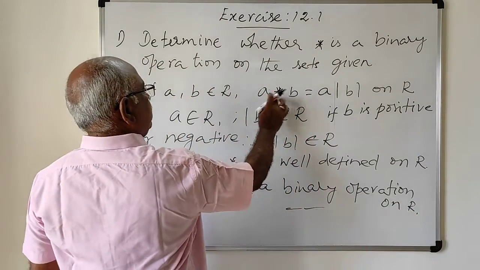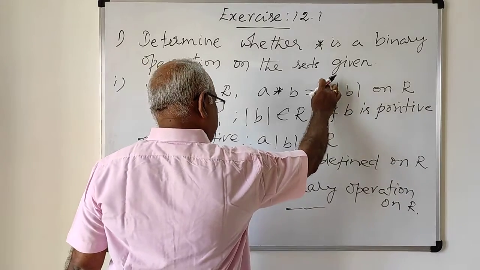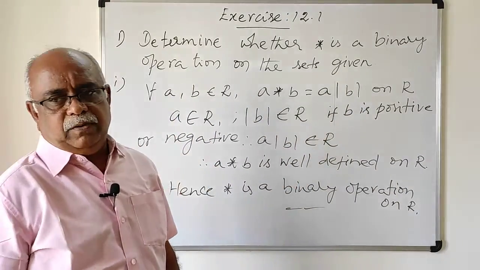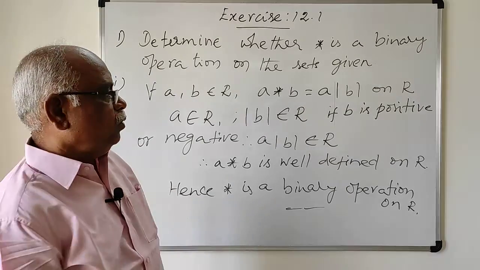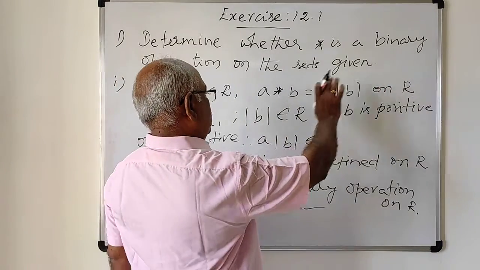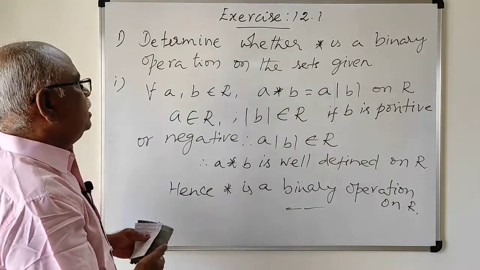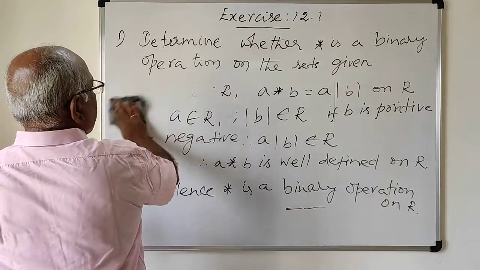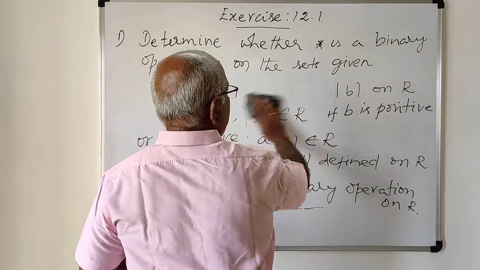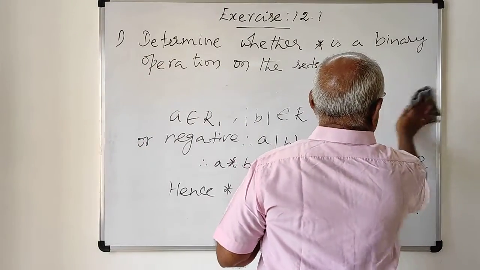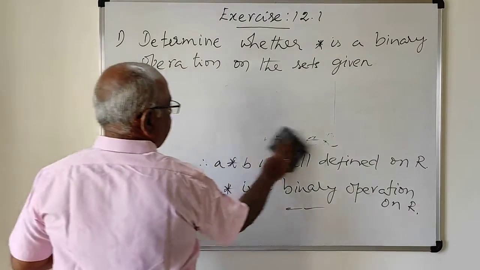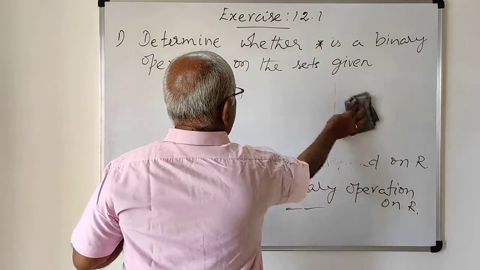If the star is defined by A star B equal to A into mod B, A is in the real number set. Modulus of B is also in the real number set if B is positive or negative. Therefore, A into mod B also belongs to R. Therefore, star is well defined. Hence, star is the binary operation on the given set R for this given condition, A star B equal to A into mod B. Now, second problem.